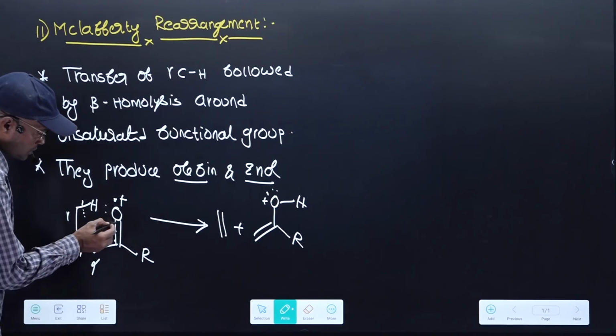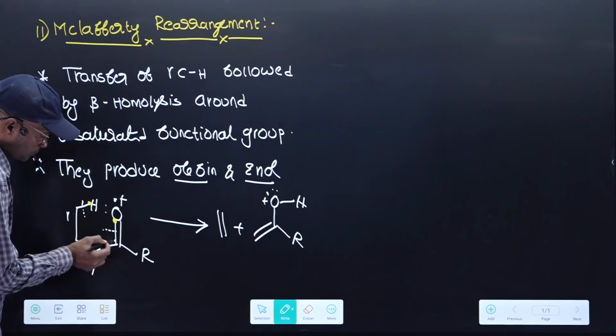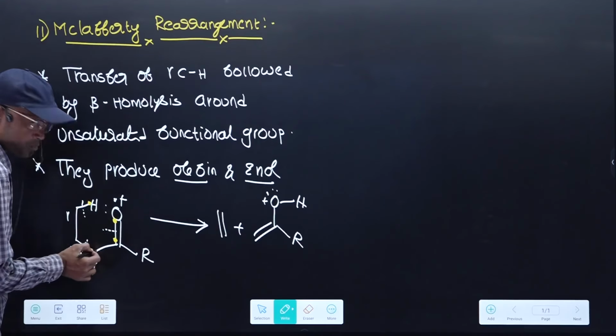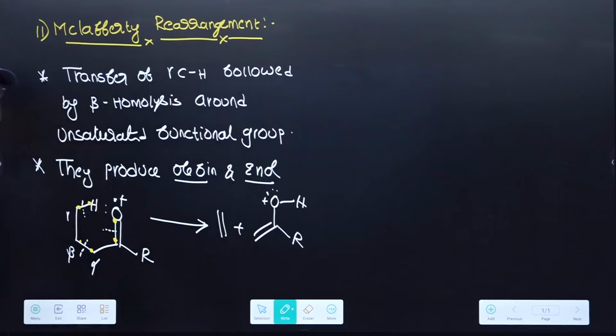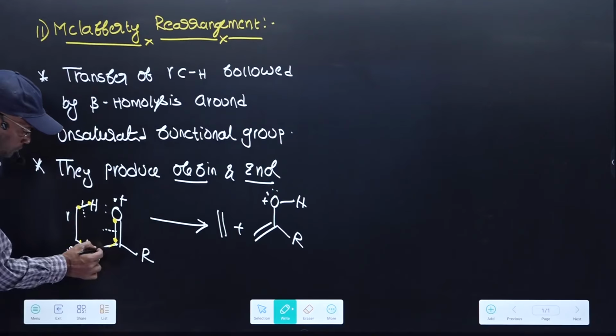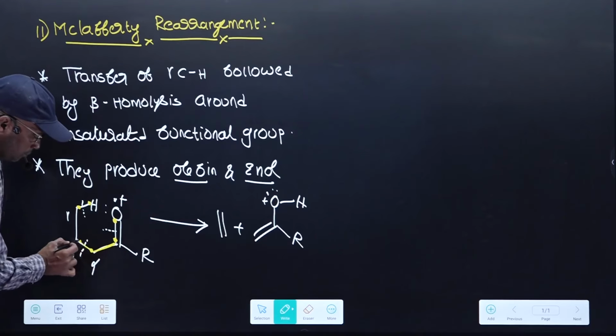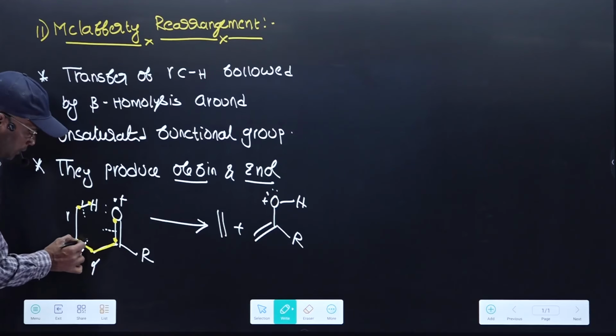If you break, this radical will take this hydrogen. This radical combines and forms a double bond, and this radical also forms a double bond. This is called McLafferty rearrangement: transfer of gamma hydrogen followed by beta homolysis. Here we are breaking, or not? What about this bond? Alpha. What about this? Beta. I am breaking the beta bond.